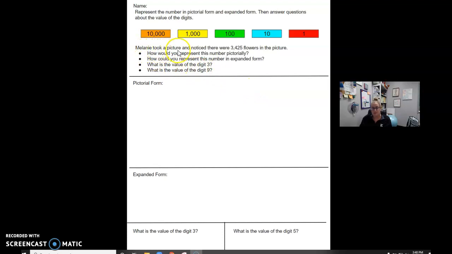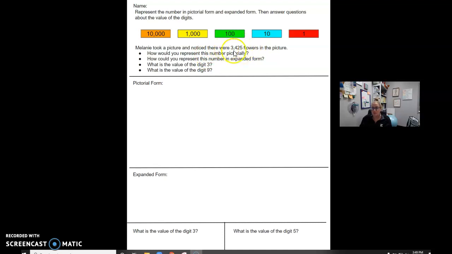Melanie took a picture and noticed there were 3,425 flowers in the picture. How would you represent this number pictorially? How would you represent this number in expanded form? What is the value of the digit 3? And what is the value of the digit 9? So we have to do 4 different things for this one number.